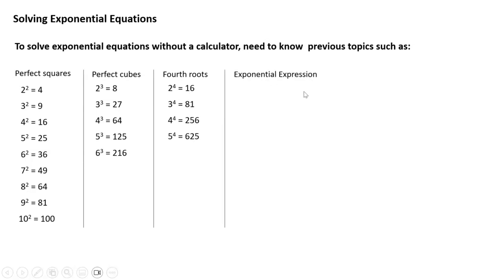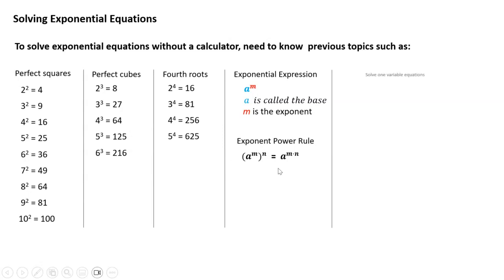Also, you need to know exponential expressions. For example, in a to the m, a is called the base, and m is called the exponent. You also have to know the exponent power rule. If you have a base raised to a power raised to another power, you multiply the powers. And also you must know how to solve at least one-variable equations, for example, something like 2x plus 8 equals 14. So all these topics you got to know before we start solving exponential equations.